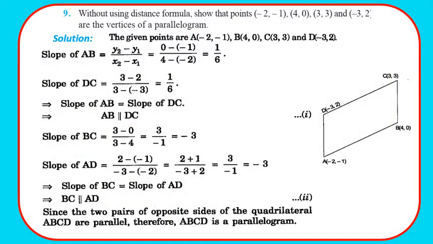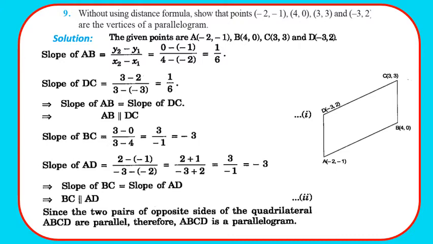Moving to question 9. Without using the distance formula, show that the points (-2, -1), (4, 0), (3, 3) and (-3, 2) are the vertices of a parallelogram. So we have drawn a quadrilateral ABCD with the given coordinates. Now we cannot use the concept of distance formula, but lines will be parallel if their slopes are equal. So we are going to use that concept.